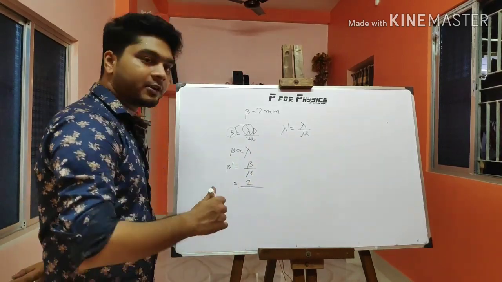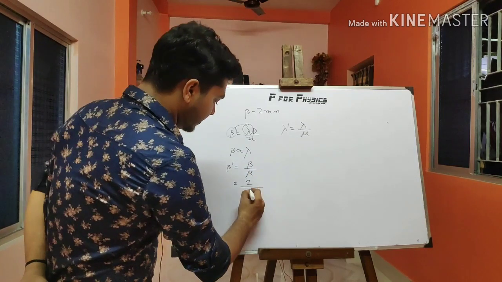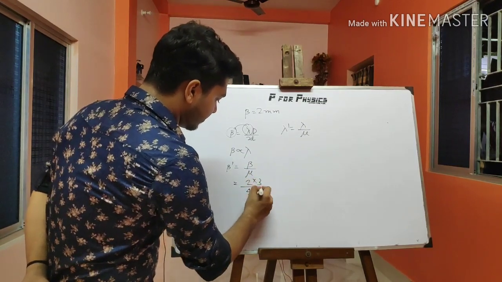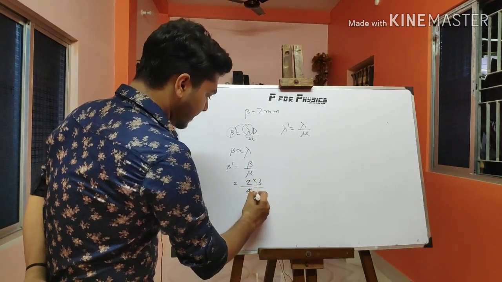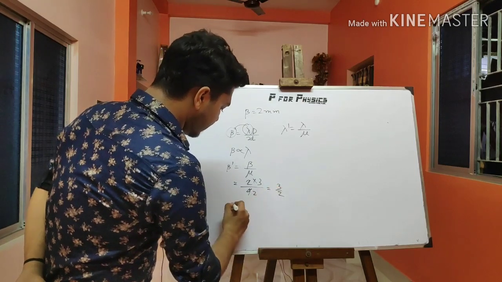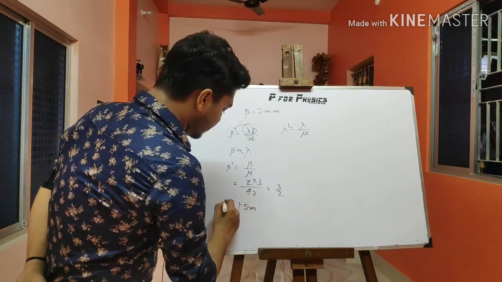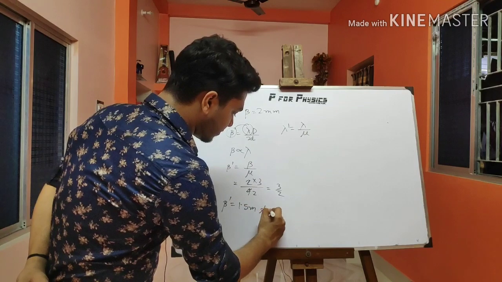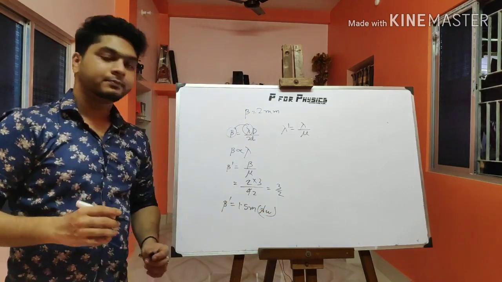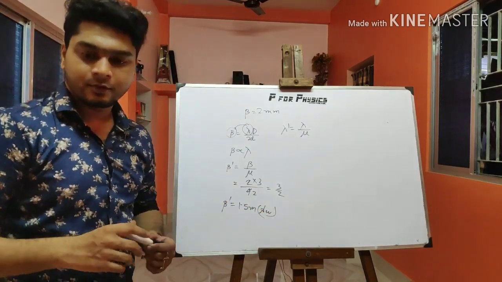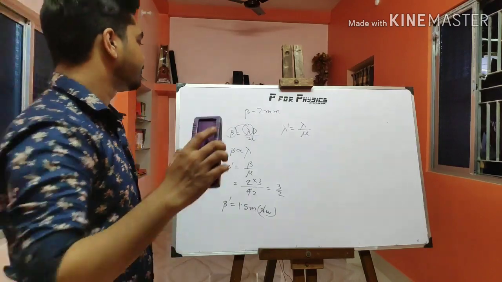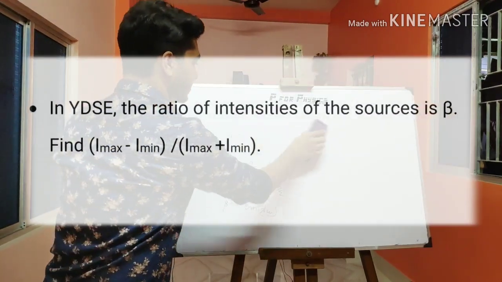And what is the refractive index of water? It's 4 by 3. So 4 goes here, 3 goes here, 3 by 2, that is 1.5 millimeter. It should be your answer. Okay, so it was again another easy one. Let's do the next one.